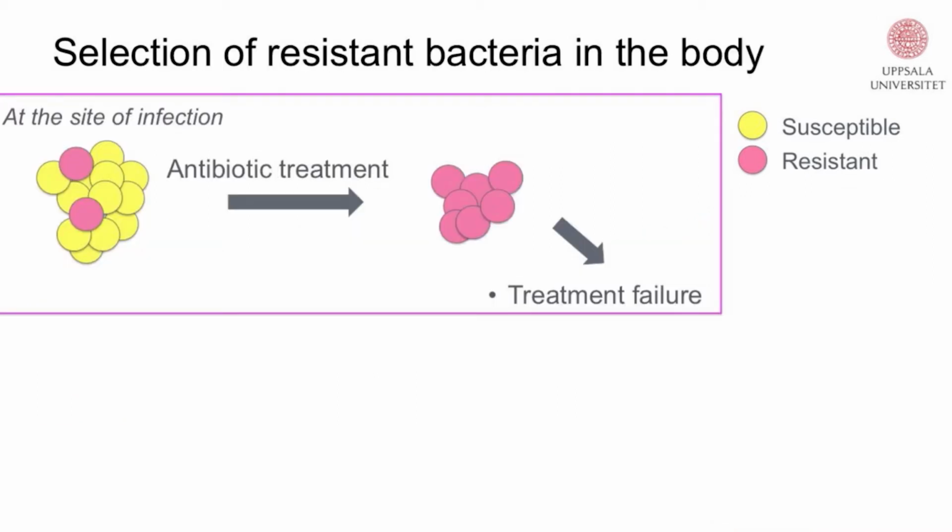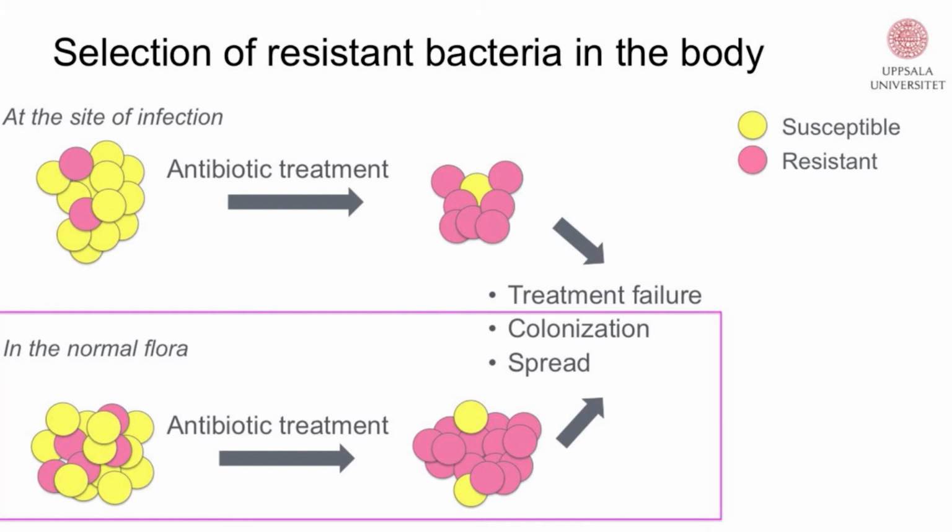If we then look at what happens inside the human body when we have a bacterial infection, we see a similar pattern. Any resistant bacterium that is present will survive antibiotic treatment and can start to increase in number. This can ultimately lead to treatment failure, although this depends on many factors, such as how well your own immune system can take care of the infection.